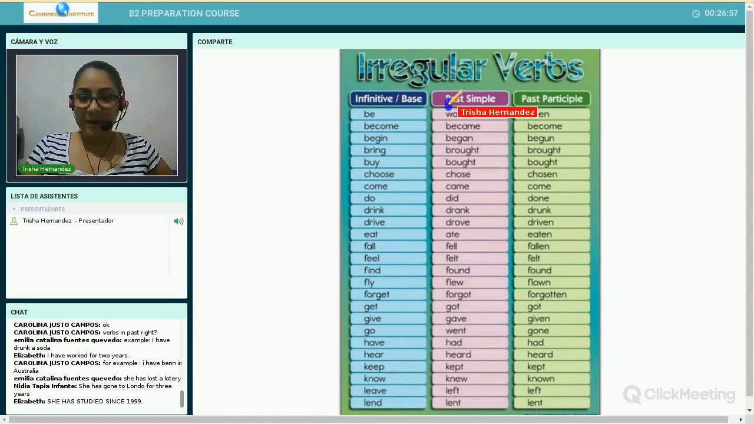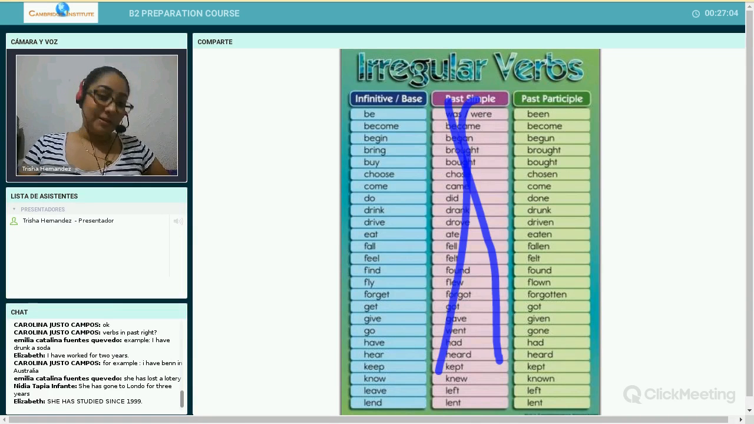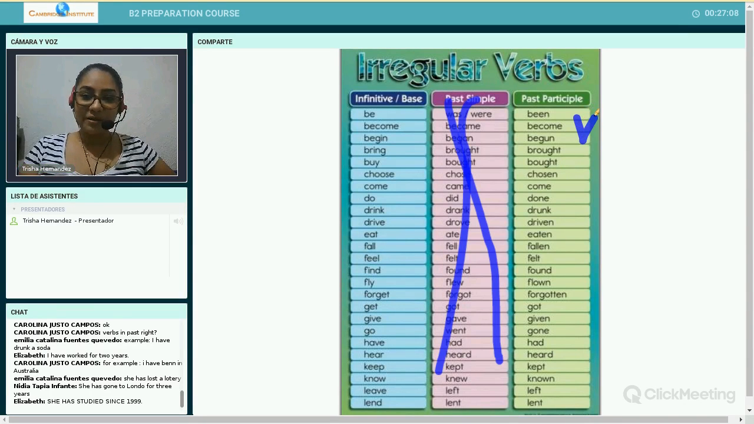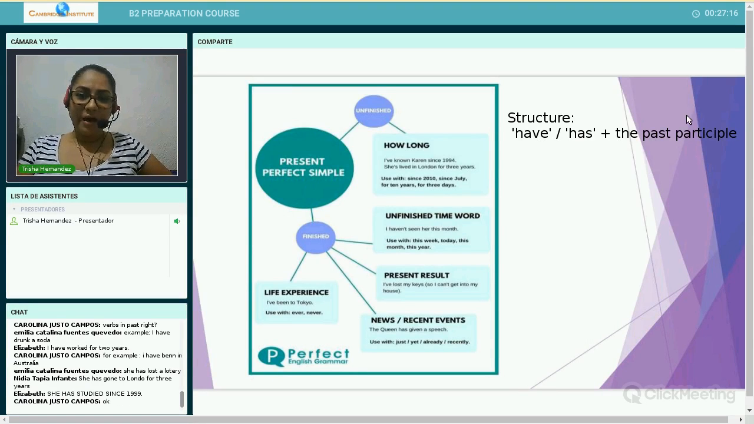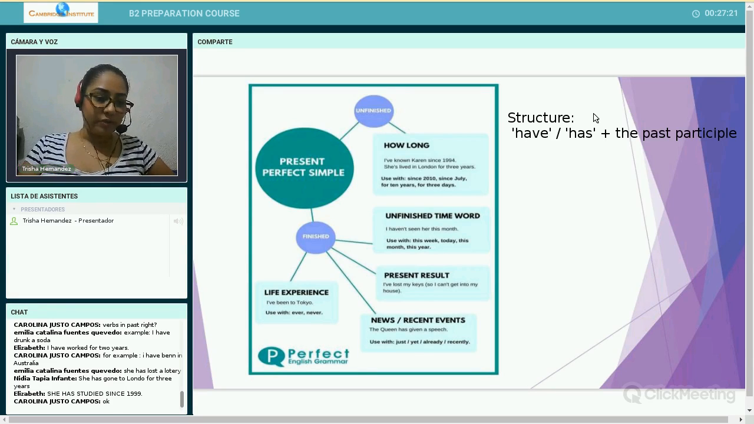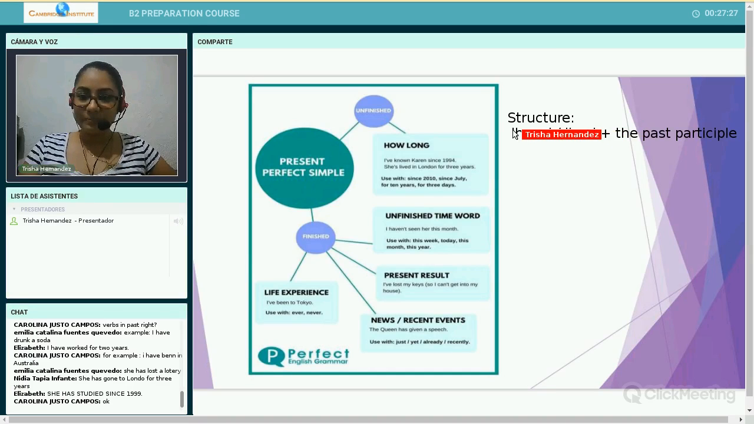we are not using past simple in our tense. We're not using past simple. We're using past participle. You see? That is what we're going to use. Like you said, have, has, and the past participle. Of course, in your structure you have to add a complement, right?